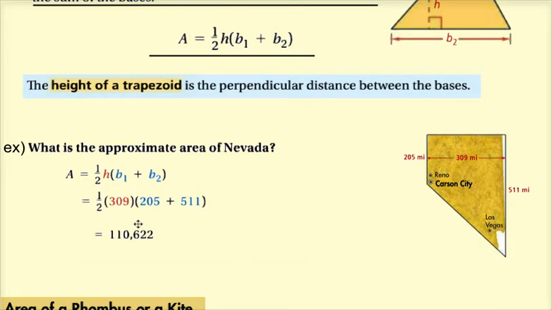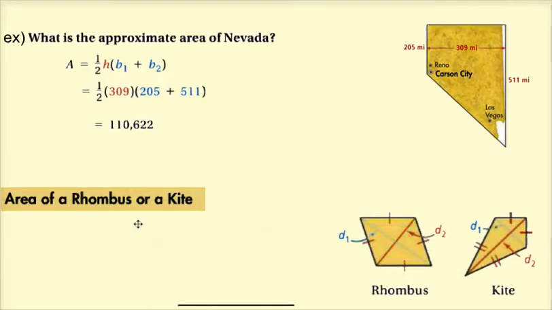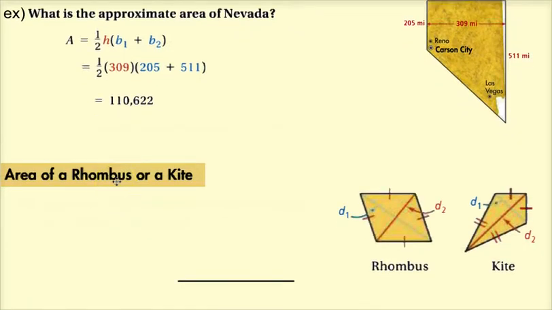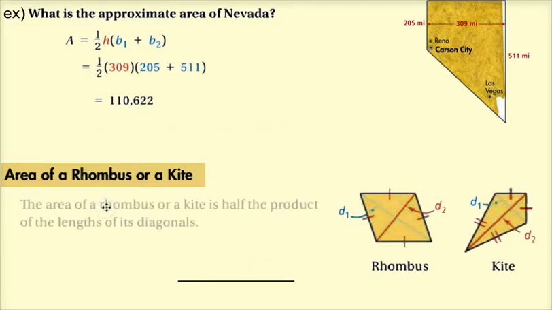Okay, also for today we're going to do rhombuses and kites. Now we actually already learned something for a rhombus. A rhombus is a parallelogram, so you can always do one base times height, but sometimes we're not given that information. Another way to find the area of a rhombus, and it's also the way to find the area of a kite, is half the product of the lengths of its diagonals. So the area of a rhombus or a kite is half the product of the length of its diagonals.